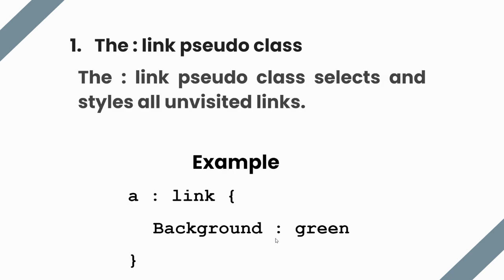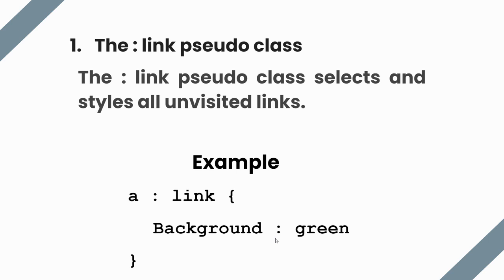So first we have the link pseudo class. The link pseudo class selects and styles all unvisited links. As we all know, the A tag, which is also the anchor tag, is also known as a link tag. That's because it is used to link different pages together. It allows you to visit a particular page within an HTML document, or an external source, which could be an external website, or an external part of that entire space.